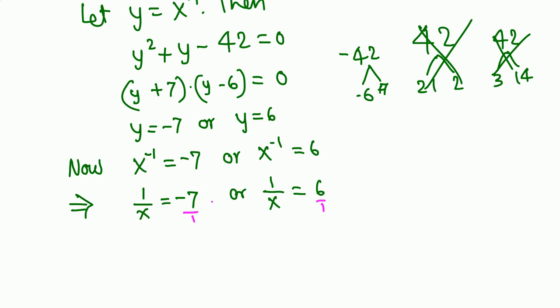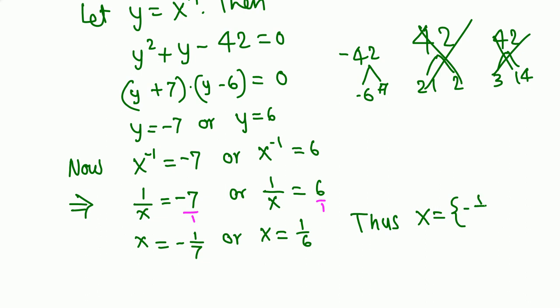So take the reciprocal of both sides. 1 over x becomes x over 1, and negative 7 over 1 becomes negative 1 over 7. Or you can cross multiply and isolate x, same thing. Or take the reciprocal, 1 over x becomes x, 6 over 1 becomes 1 over 6. Thus we got two values of x, negative 1/7 and 1/6, as answers.